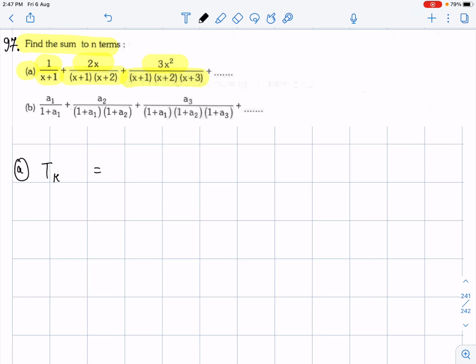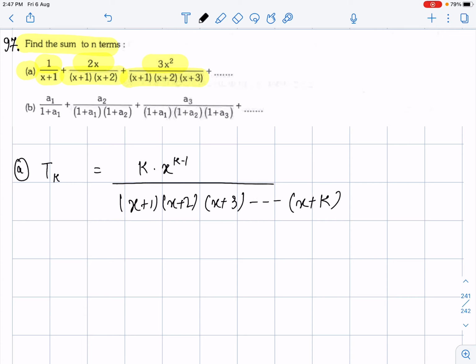written over here as k multiplied by x to the power k minus 1, divided by x plus 1 multiplied by x plus 2 multiplied by x plus 3 multiplied by x plus 4, and so on up to x plus k. This is the general term. How did we get the general term?